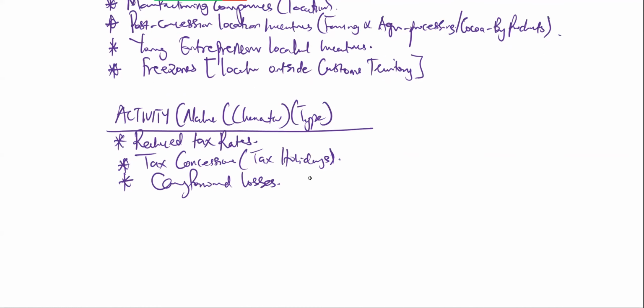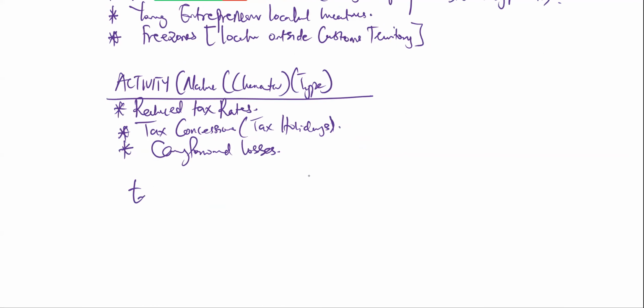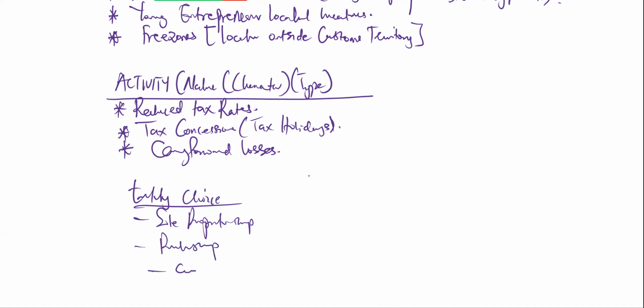So these are the ones that are very important when it comes to the locational variable and the activity variable. And when it comes to the entity variable, you are looking at entity choices. What kind of entity should you go for? Are you going for a sole proprietorship? Are you going for a partnership? Are you going for a company? These are the rules that you have to look at.